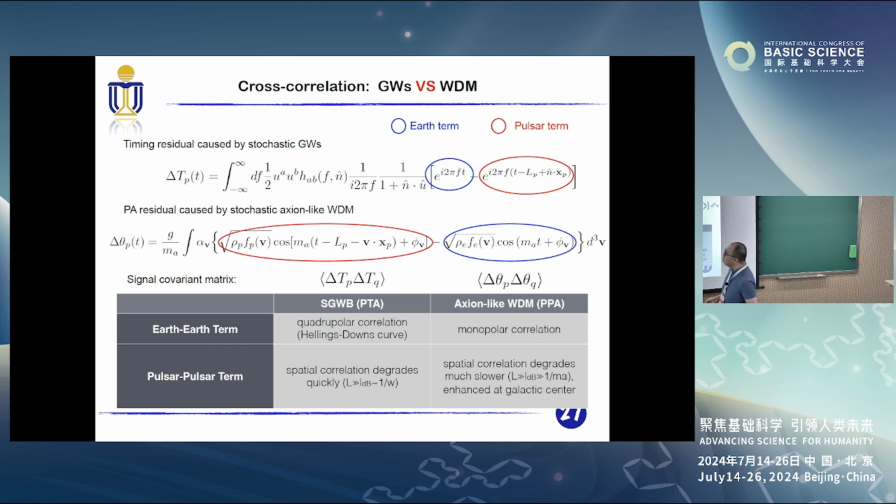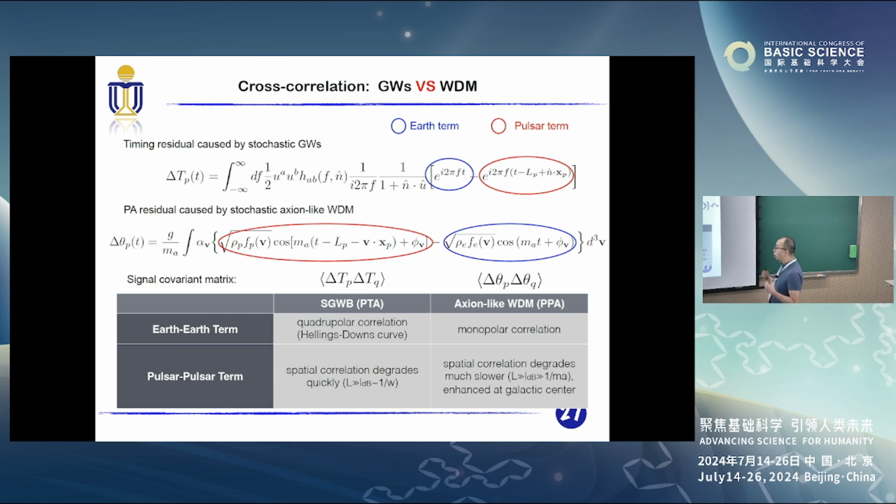And the second formula shows the position angle residual caused by stochastic axion-like wave dark matter. Similarly, it is also determined by two terms. One is the Earth term, and the other is the pulsar term. They look similar, but let's keep in mind the underlying physics is different. For the second case, this effect is related to the topological nature of the Chern-Simons term.